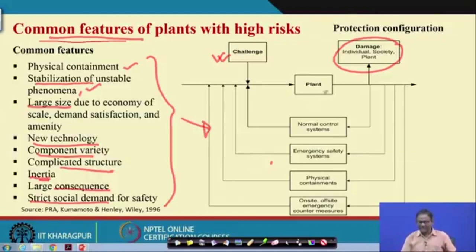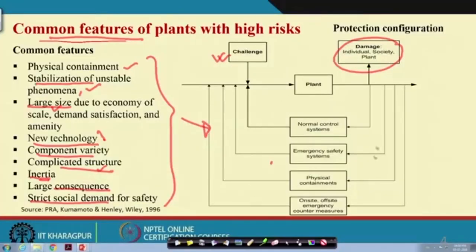Now these challenges are inherent to the plant, because we deal with hazards. It's a complicated structure, it's a large size, it may be a new technology, it may so happen that you have adopted another new technology, and inertia is playing a role. So many things ultimately make your work very challenging. Then you see whether your system is in a position to battle with the risk or the hazards, and there are a few classes.